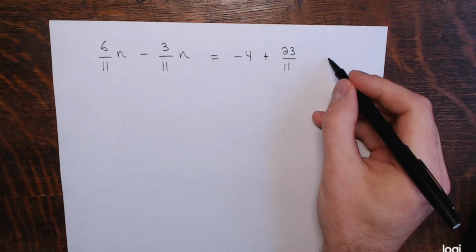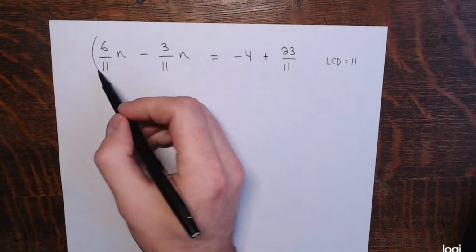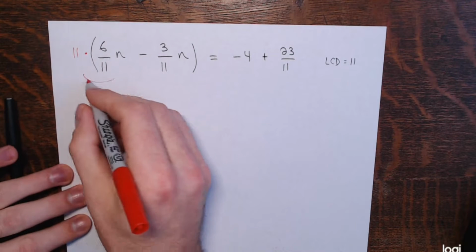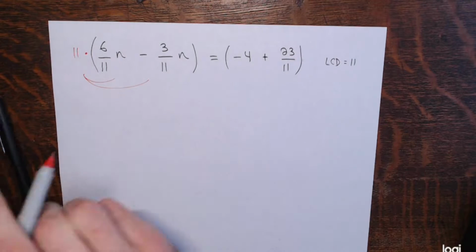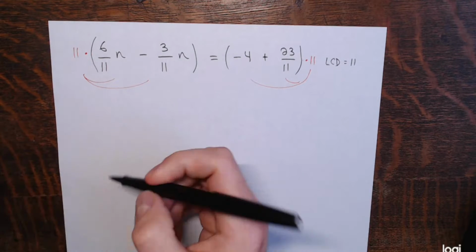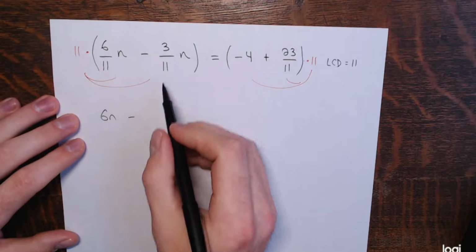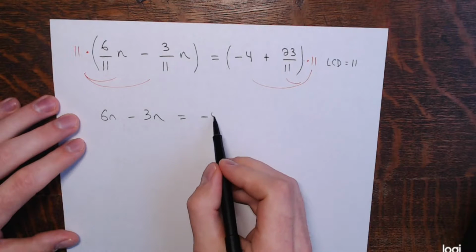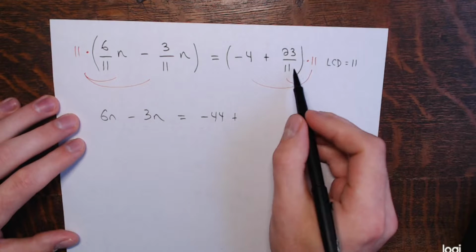So the LCD here is clearly 11. So I'm taking both of these terms on the left and multiplying by 11. And both of these terms on the right times 11 as well. Right? Do whatever you do to the one side to do the other. So the 11's cancel, 6n minus, then the 11's cancel here. That'd be 3n. And then over here, -4 times 11 is -44. Plus, and then 23 elevenths times 11, the 11's would go away, you'd have 23.